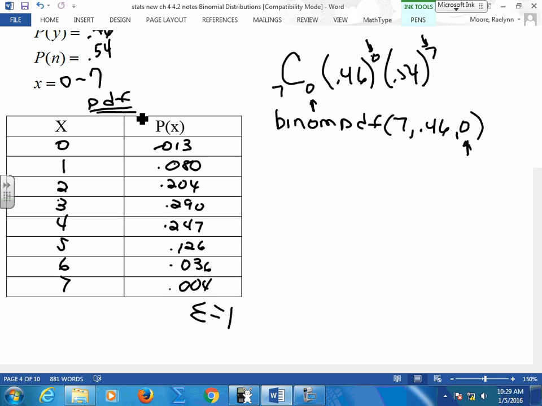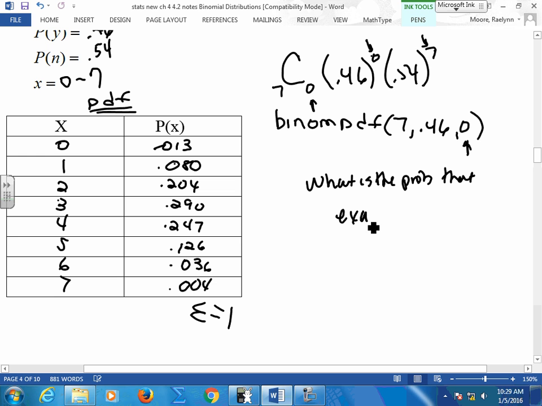Now, after you have this, usually they will say, what is the probability that exactly 2 said yes? Then you go to your graph, your chart, and there's your exactly 2.